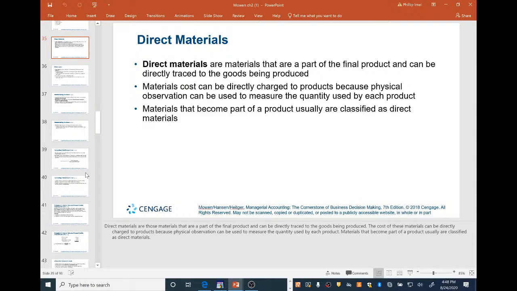That's easy to see. You can stand there and watch something being produced, and you can actually count and say, okay, there's that cost, there's that cost. You can actually itemize it and break it down to see what the whole collective cost of something would be. Materials that become part of a product usually are classified as direct materials. So once again, same song and dance here. Direct materials, pretty easy. What are they? Just direct materials we need to build something, right? Pretty simple.